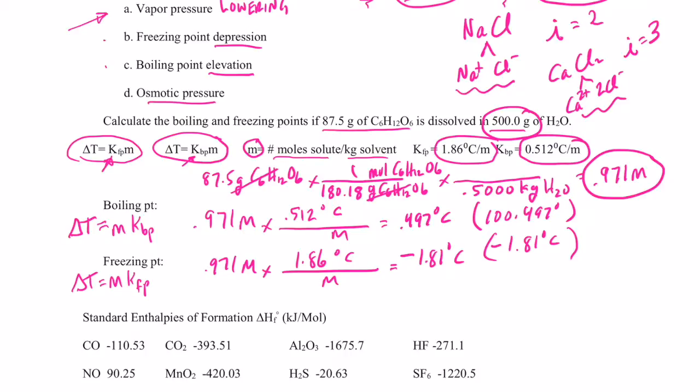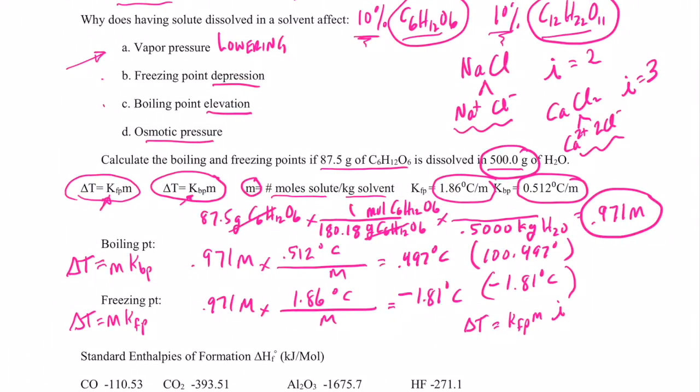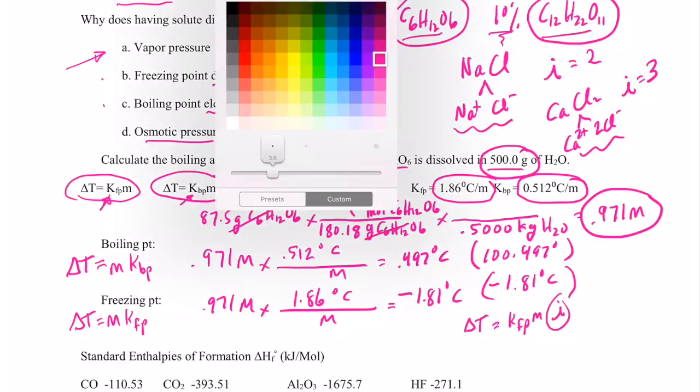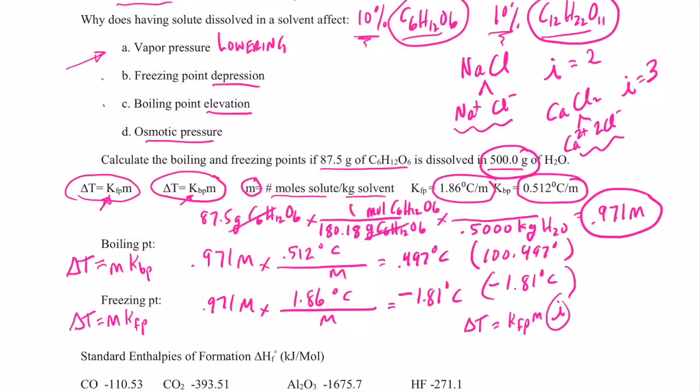So we have to consider i. So the equation would be delta T, let's do it for freezing point, equals KFP times the molality times i. And so once again, if it were NaCl, we would take the number 2 for i, or if it were CaCl2, we would take the number 3, and so on. And we did a lab related to that, if you remember, when we were doing boiling point elevation.